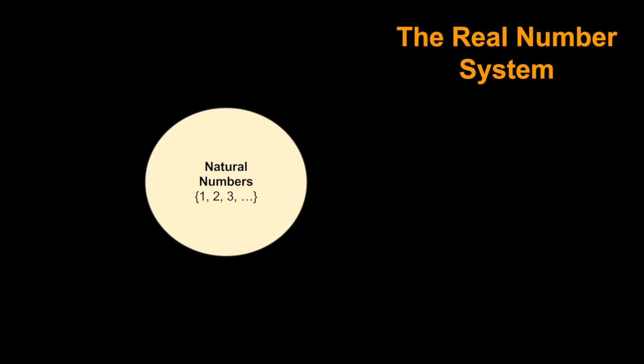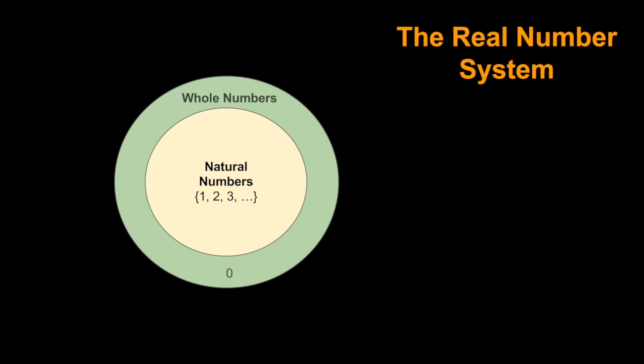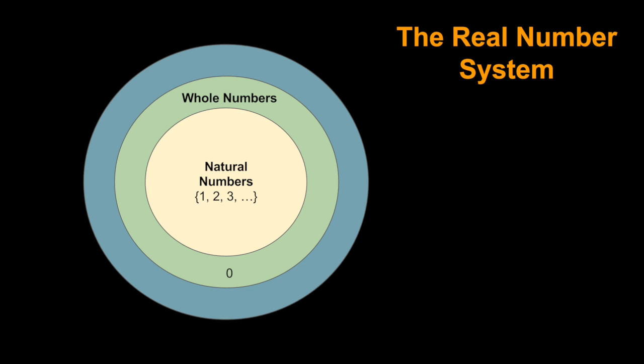Then you add a number to the beginning of it, and that is 0. So the natural numbers are not only natural numbers, they are also whole numbers. However, the number 0 is not a natural number. Okay? We add another group to this, and those are integers.